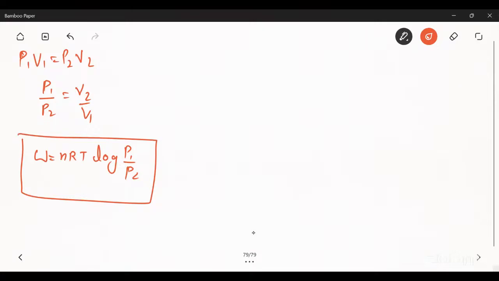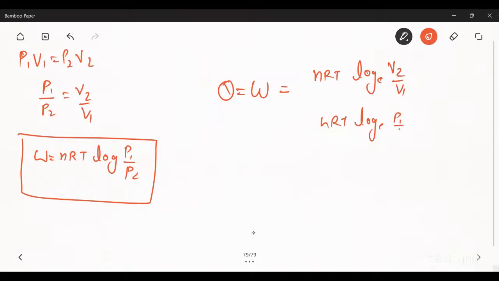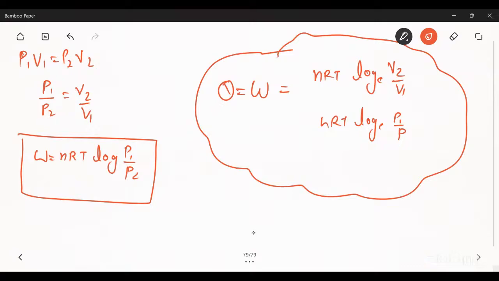So work done in an isothermal process, or heat supplied in the isothermal process, is equal to nRT log e base V2 upon V1 and nRT log e base P1 upon P2. So these are the two formulas of heat supplied to the system or work done on the system. Okay. Now next is the isochoric process. Now, firstly, we discuss the adiabatic process.